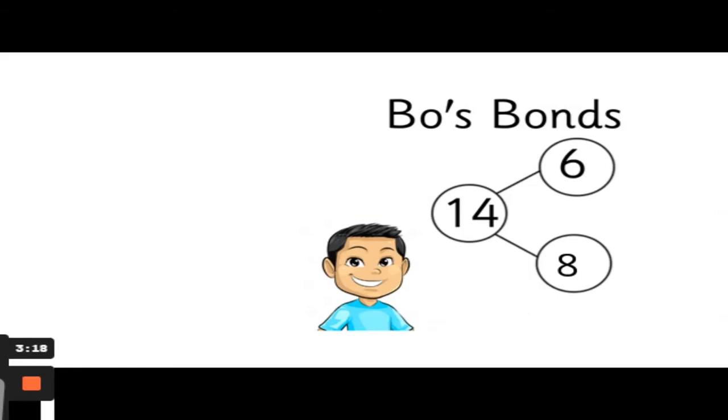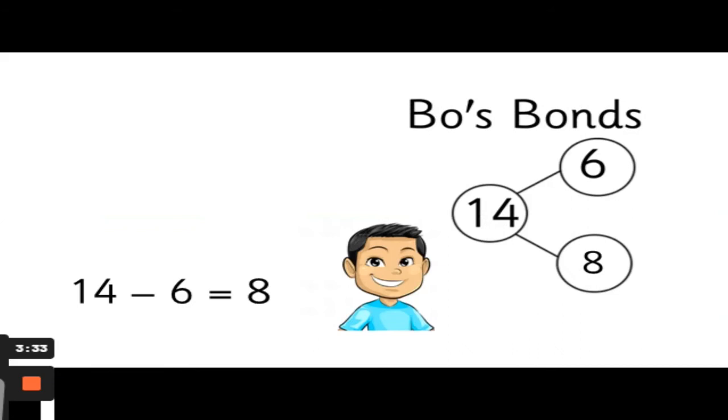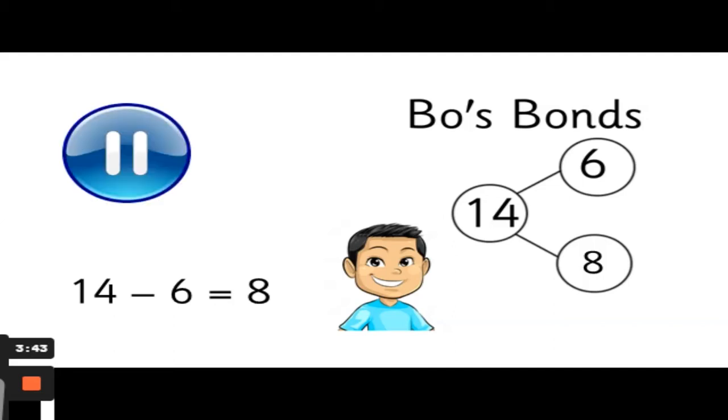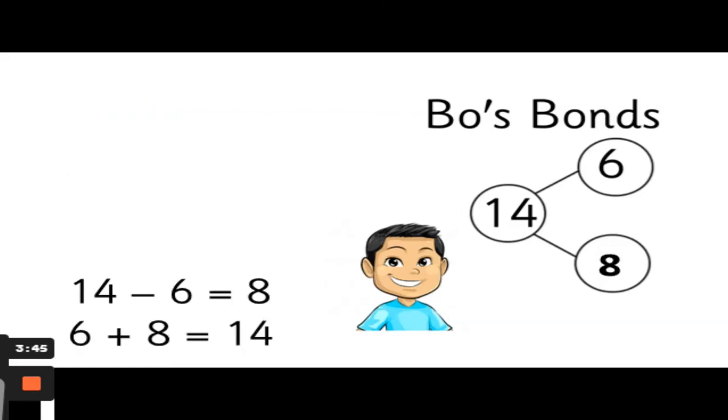Fantastic, it's 8. So the part is 6, the other part is 8, and the whole is 14. Let's see if you can write down on your paper the subtraction that goes along with this part whole model. Fantastic, it's 14 subtract 6 equals 8. Now I want you to see if you can write the addition that goes along with this part whole model. Well done, 6 add 8 equals 14.